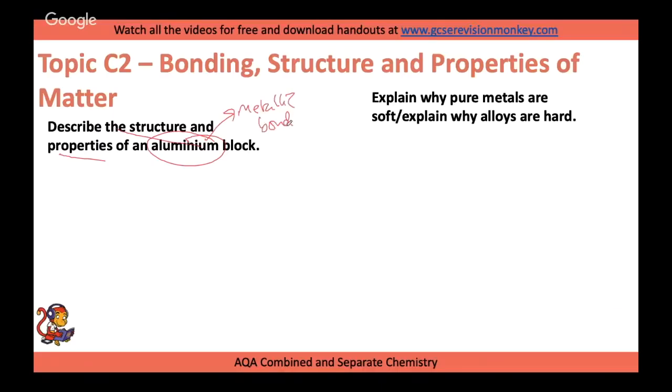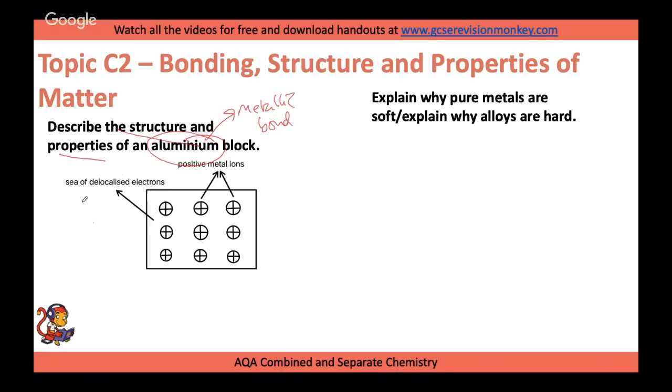So with metals, we've got a sea of delocalized electrons and regular arrangement of positive metal ions. So there's loads of electrons that are free to move around the whole structure, and you should know that metals are good conductors. So the properties are high melting point, high boiling point, and they can conduct electricity.